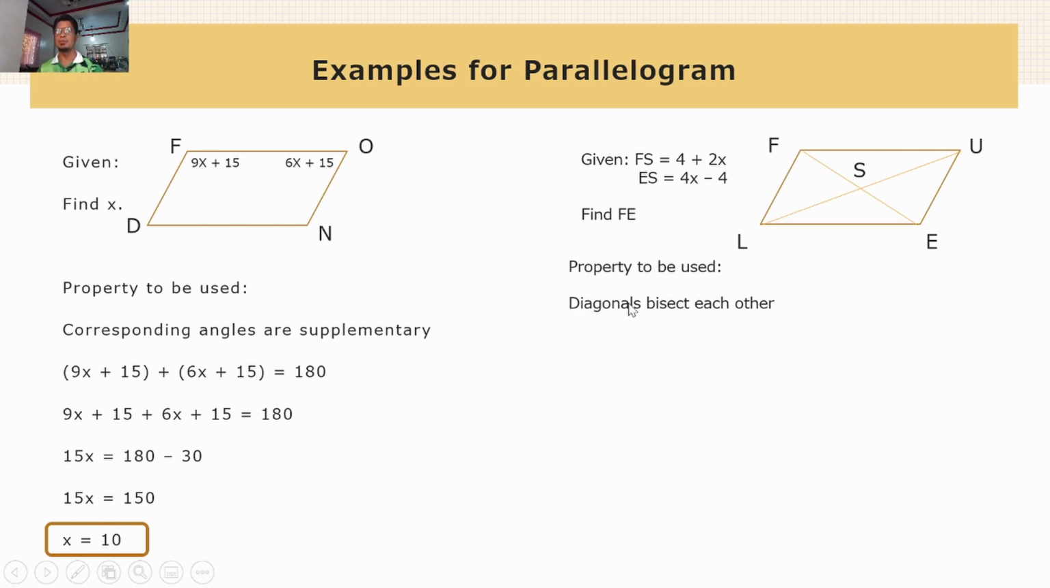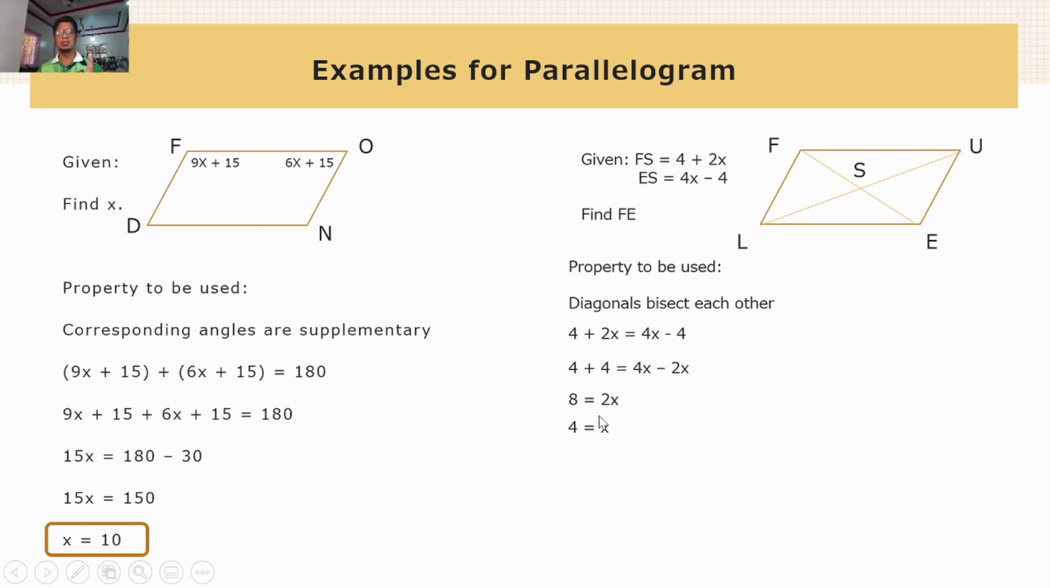First, property to be used. Diagonals bisect each other. Hinahati equally. Sa makatwid, itong Fs at itong Es equal sila. All we have to do now is to solve for the value of x. Pinagsama, ito tumawid, naging negative, ito tumawid, naging positive. So we end up having 8 is equal to 2x. Now we are looking for the value of x. So we will be dividing both sides by 2. And x is equal to 4.